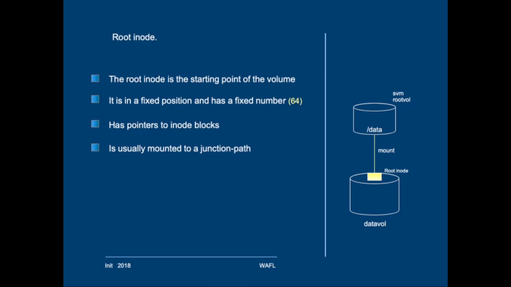Now all of these blocks and inodes should be accessible in a structured manner. This is where the root inode comes in. At the top of the tree of blocks there is a starting point which is called the root inode. This inode is in a fixed position and always has number 64. So if you have, for example, 5 volumes, you will have 5 root inodes and they all have number 64. In short, the root inode offers a path to the files in the volume. This root inode is usually mounted to a junction path in the root volume of the storage virtual machine.